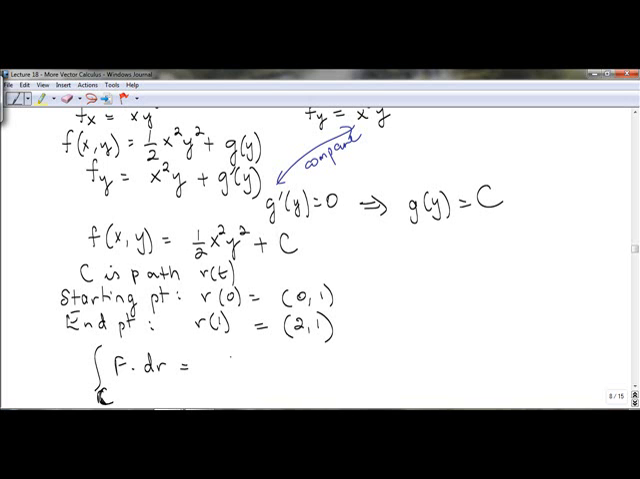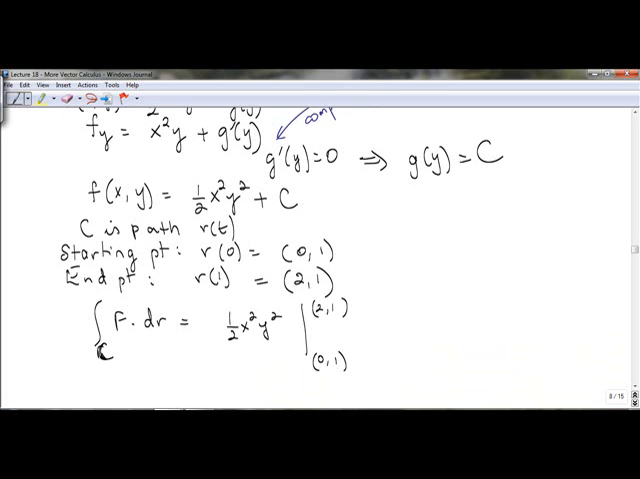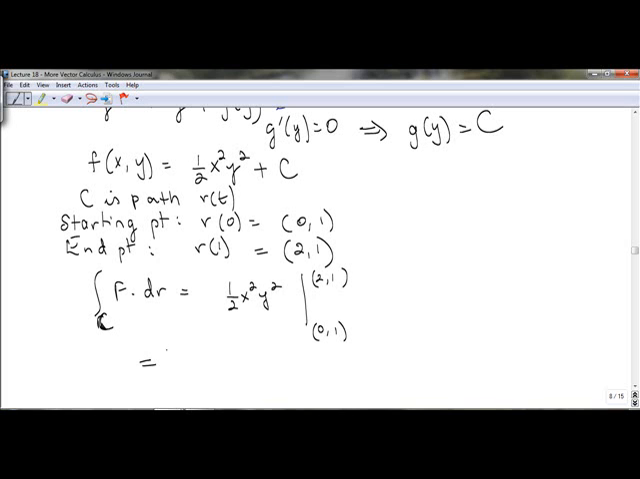So this is what we're going to do. The potential function is a half x squared y squared. We are going to evaluate it at the endpoints. The first point is 0, 1. The end point is 2, 1. So plug that in. Put 2, 1 into here. We get a half times 4 times 1 minus, put 0, 1 into here, that's 0. This ends up being 2.